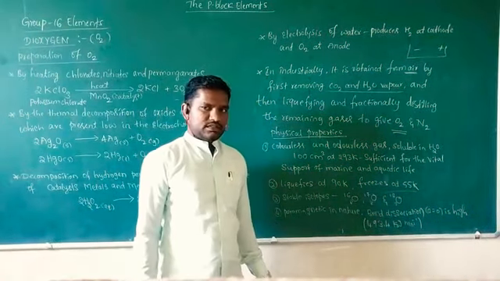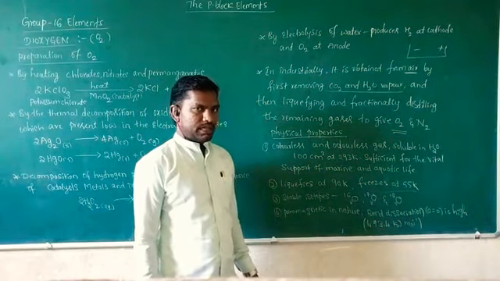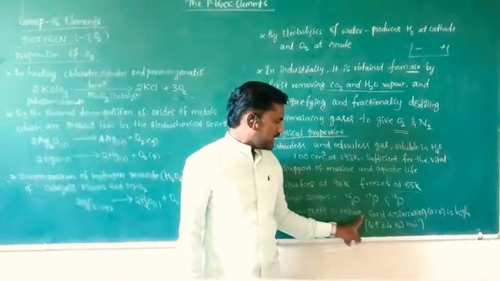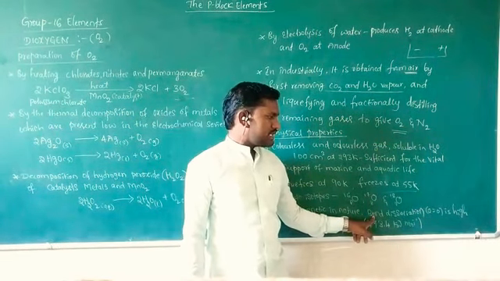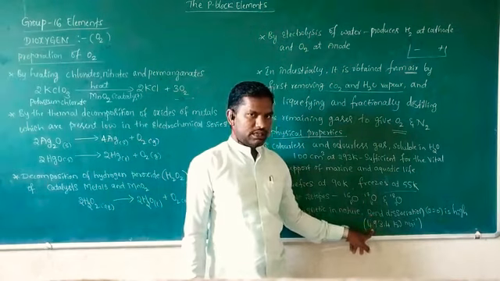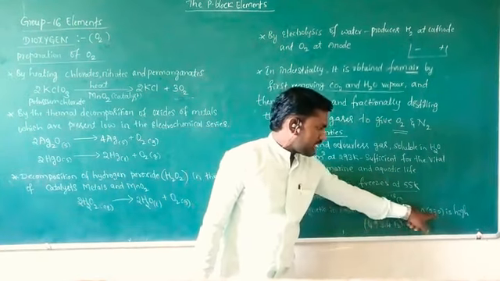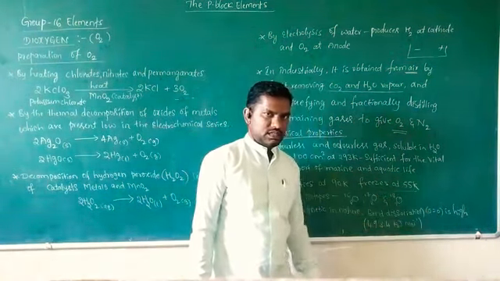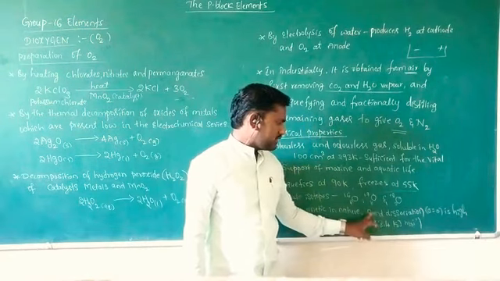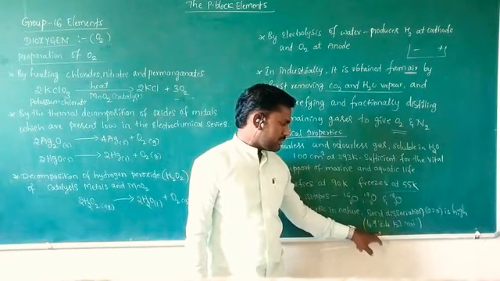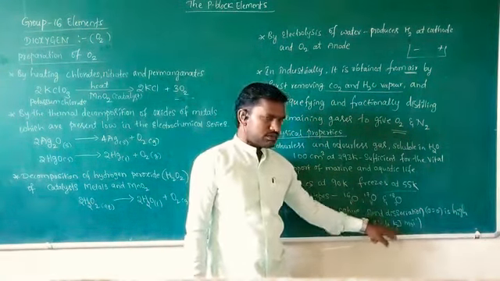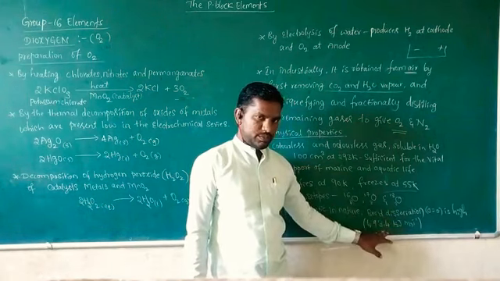It is paramagnetic in nature, due to the presence of singly occupied electrons, and the bond dissociation enthalpy is high in O2 for making the O=O double bond, oxygen-oxygen double bond. What is the bond dissociation enthalpy? 493.4 kilojoule per mole. It is very high.